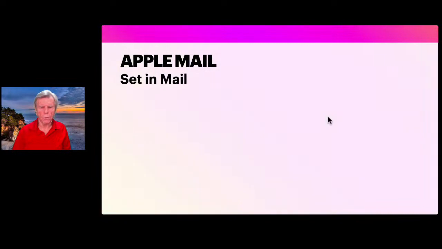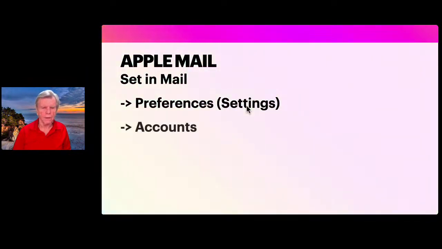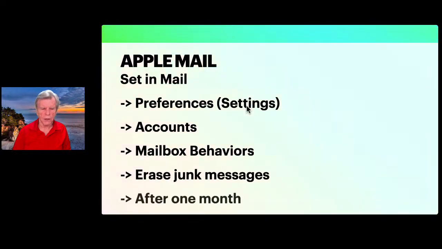So you probably are wondering, well, what do I do with this junk once I put it in there? Well, you can put that on autopilot. So when you're in the mail program, you click on the word Mail in the upper left-hand corner, and then you click on Preferences, or if you're running Ventura, it would now say Settings. Then you click on Accounts, then you click on Mailbox Behaviors, and then you click on Erase Junk Messages, and then you select After 1 Month. This also applies to trash.